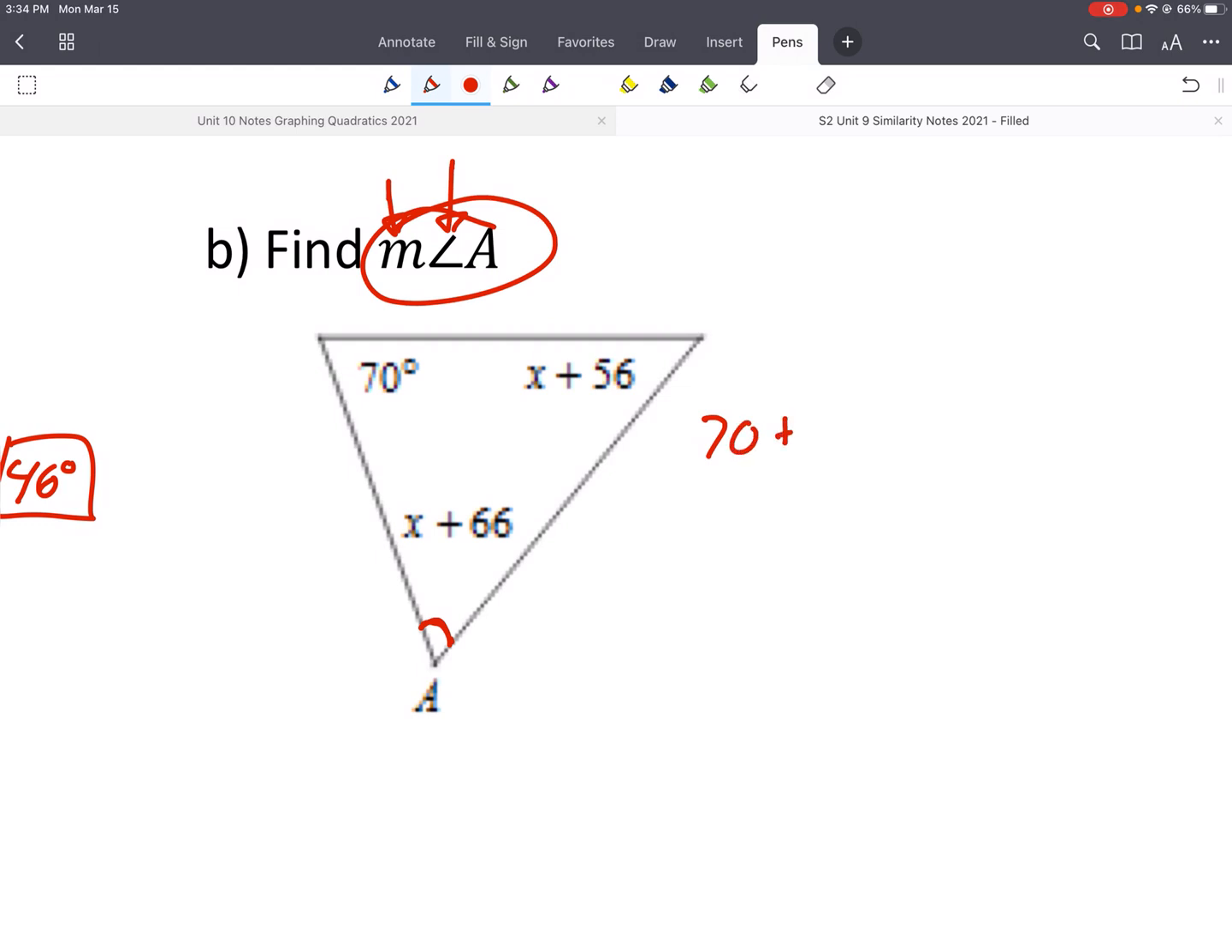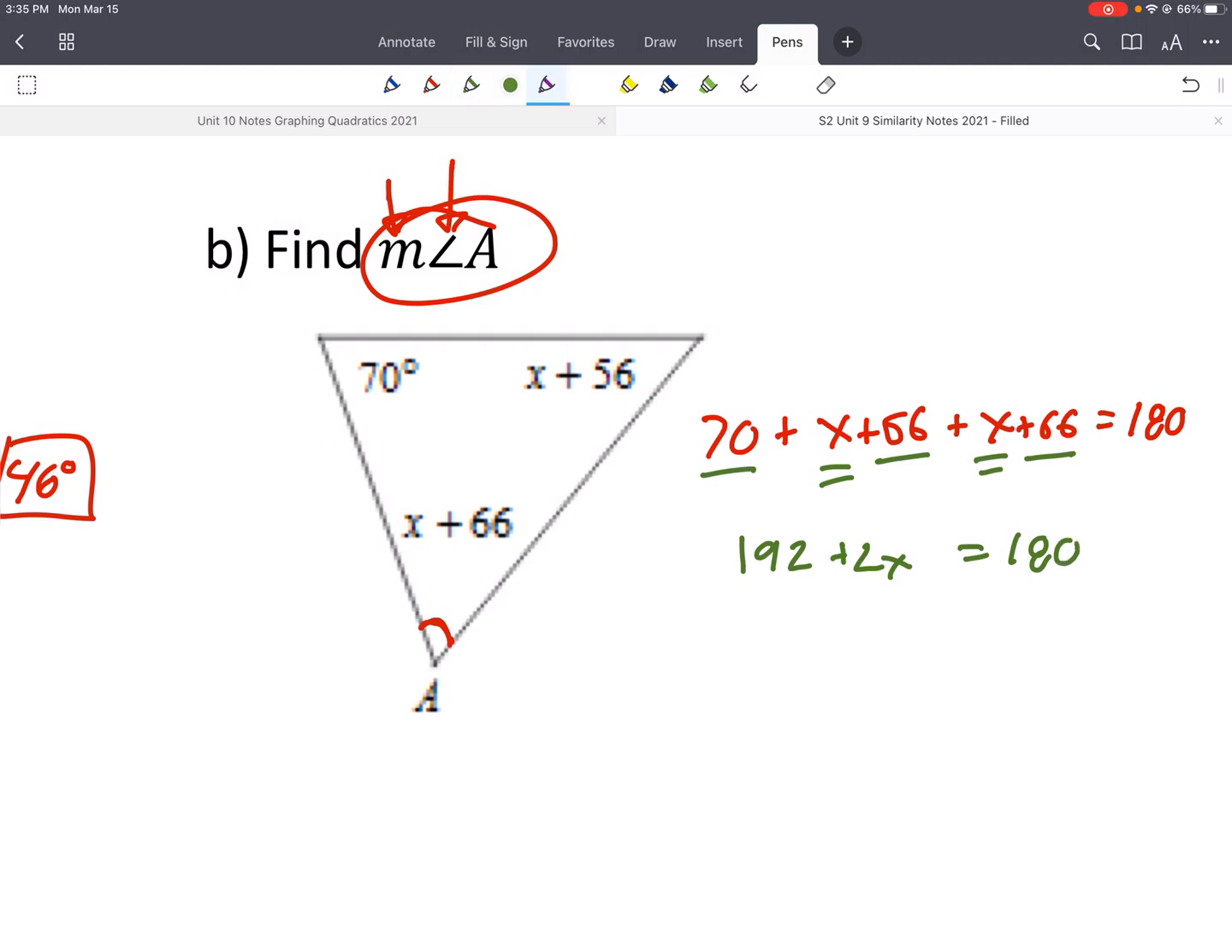We do 70 plus x plus 56 plus x plus 66. That's got to give us 180. I think it's a great idea to combine like terms. That gives us 192. And then we could combine the x's. That gives us plus 2x equals 180. And again, we do some algebra to get x by itself. So subtract 192 from both sides. And then we'll divide both sides by 2. And we get x is equal to -6.